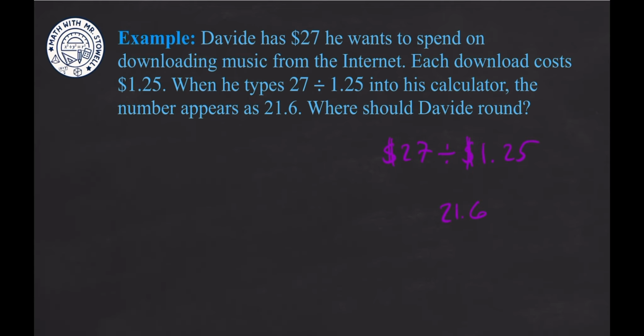What is he trying to download? Well, he's trying to download specific songs, right? And we cannot buy a decimal version of a song. We would not be able to buy 21.6 pieces of music. We can only buy a natural number amount of music. So this one would actually be, we would want to round to be just 21. Because if he buys 21 songs, he's going to spend less than $27.